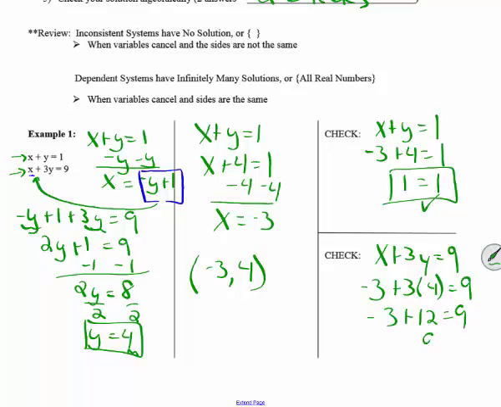And negative 3 plus 12 is 9. So it does check. All right, let's try another one. Turn the page. So here I have 3x plus y equals 13 and x plus 6y equals negative 7.